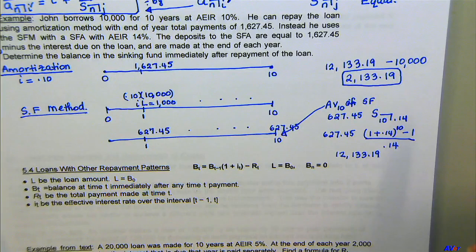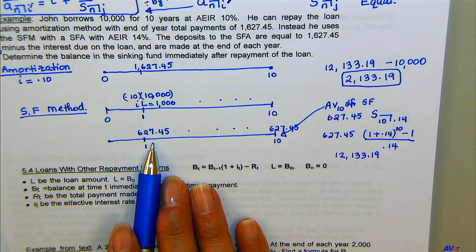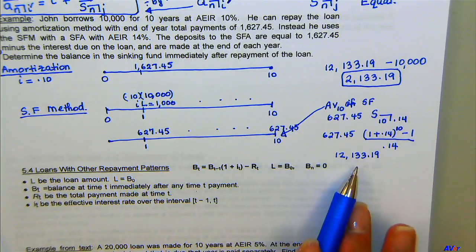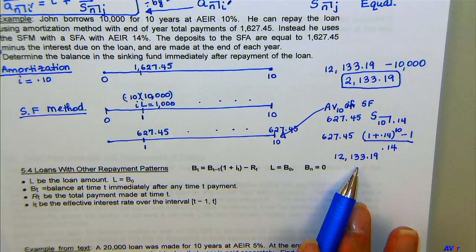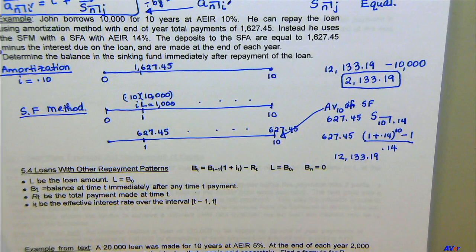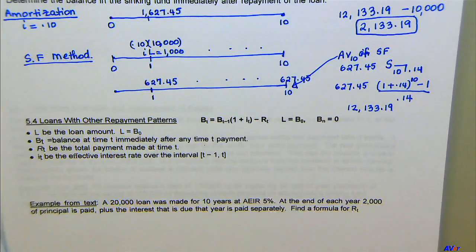I cannot leave this as 627.45 and expect it to come out anything different than this. It would be double of it going in there. Okay. Questions? Okay. Next one.